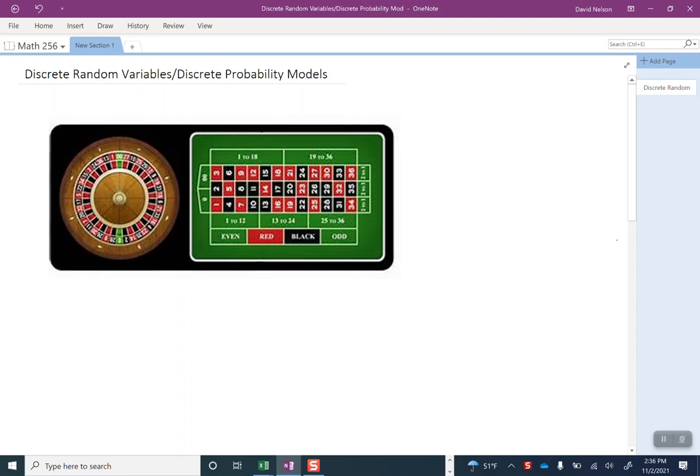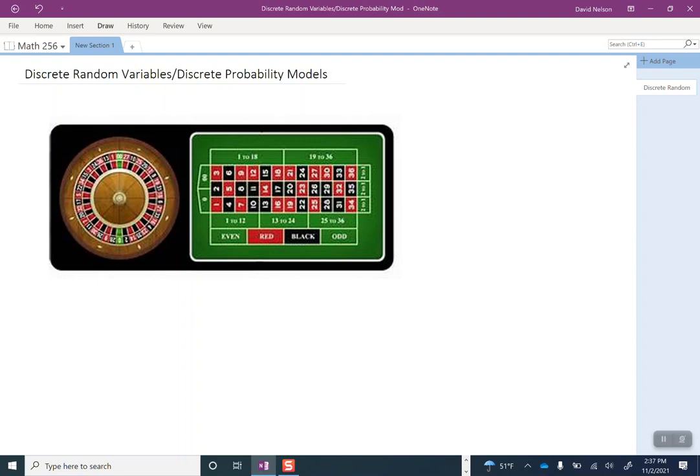This is an American roulette wheel and a betting table that you have there. There is a European version that's a little bit different, that only has the green 0 and doesn't have the green 00 option in there. But the American one has those two options. And so let's look at doing that.